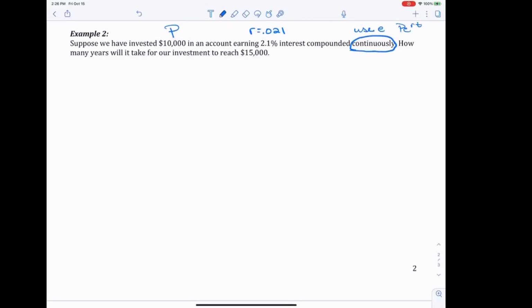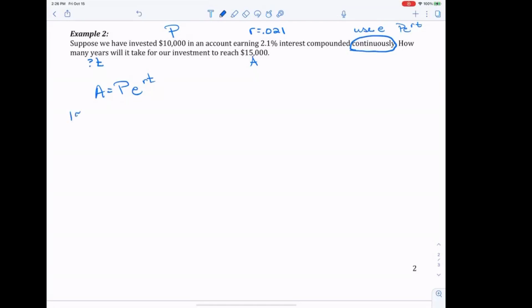Then it asks, how many years will it take? They're wanting to know the time for our investment to reach $15,000. So that is our account balance, or the future balance of this account. So when we consider our formula where the account balance equals the principal times E to the rate times time, let's fill in what we're given and solve for what we're looking for.